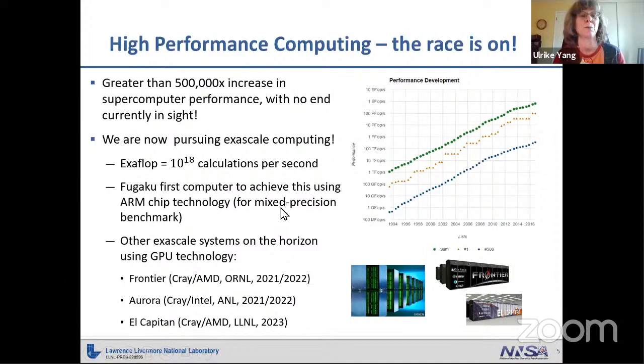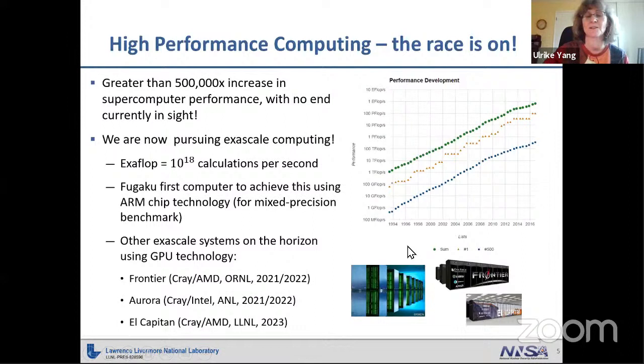But of course, we are now looking forward to our first exascale systems. Frontier is being put together as we're speaking, and hopefully later this year, parts of it will be available. That's at Oak Ridge National Lab. Then the other two that are coming up are Aurora and El Capitan in 2023. Frontier and El Capitan are using AMD GPUs. Aurora is using Intel GPUs. And so we'll soon have exascale systems.